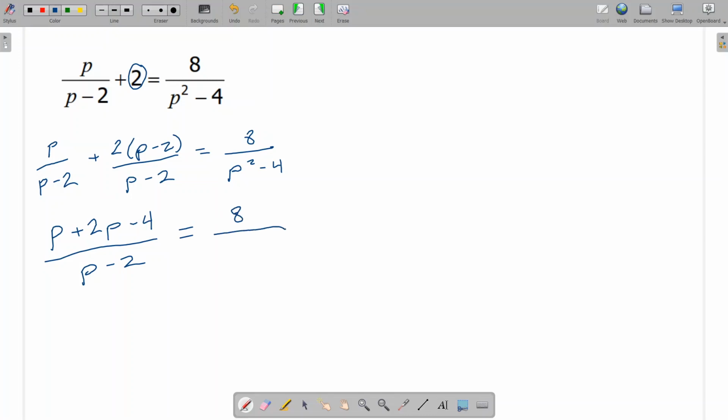And I notice that this denominator here is a difference of squares. I'm going to go ahead and factor that because I noticed that I'm going to get a common factor of p minus 2 on both sides. So to get that common denominator I need, I'm going to have to multiply this side by p plus 2. So it's starting to get a little messy here. Let's rewrite this. So I really have p plus 2. I'm going to combine my like terms here. So we would get a 3p minus 4.